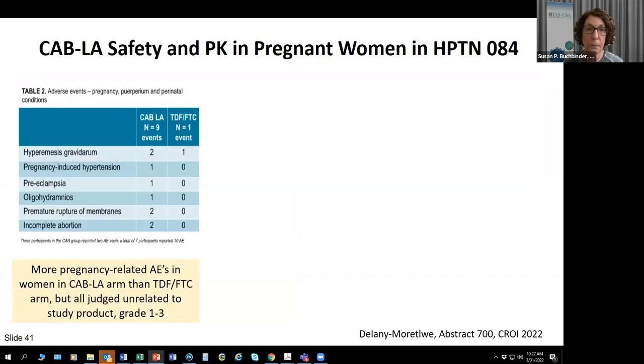What about CAB-LA safety in pregnant women? Well, they did have some pregnancies in the HPTN-084 study, and they did see more pregnancy-related adverse events, not more PrEP-related adverse events, but more pregnancy-related adverse events in the CAB-LA arm than in the TDF-FTC arm, but all of them were judged to be unrelated to the study product.